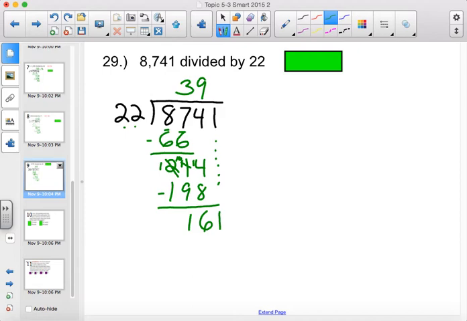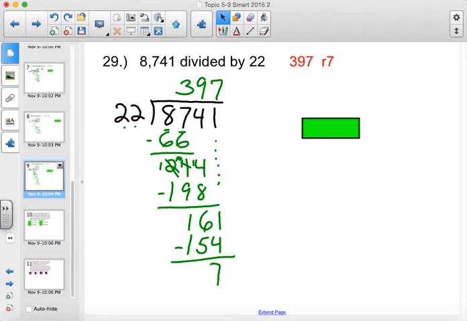161 remaining, divide that by 22, and it will go in there a total of 7 times. 7 times 22 is 154. When you subtract that, you have a remainder of 7. So our answer is 397, remainder of 7.